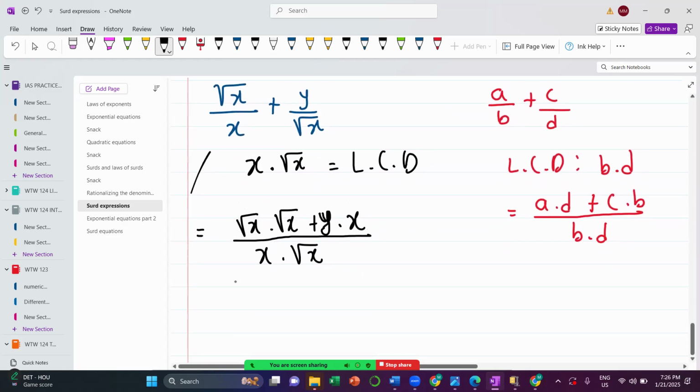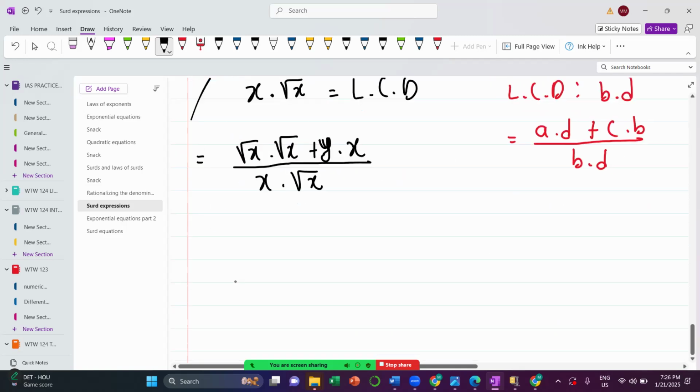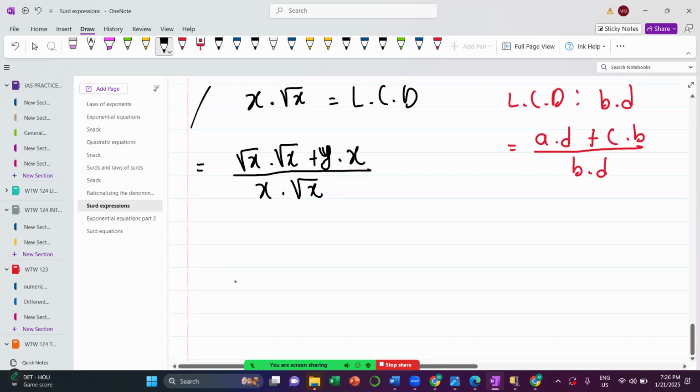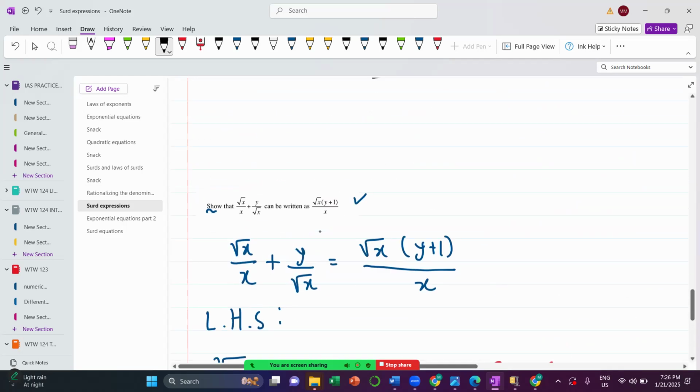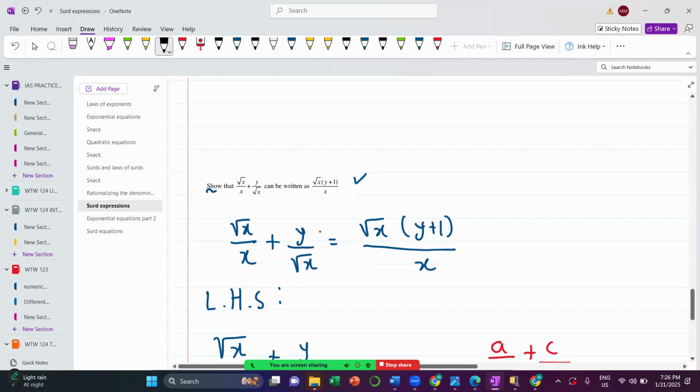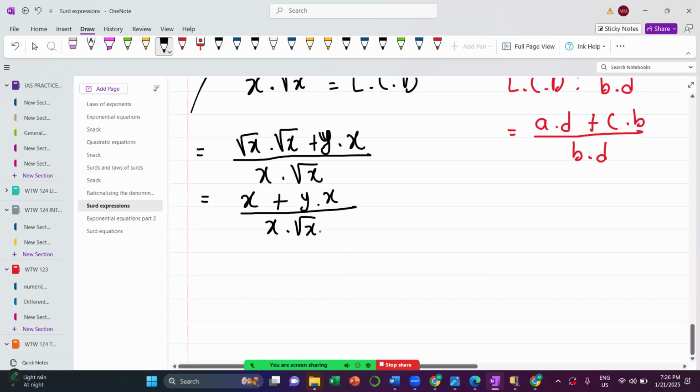So check now. Here, I'm going to have, this root x times this root x is just going to give me x, plus y times x, all over x times root of x. Right? Are we all okay? I guess we are all okay.